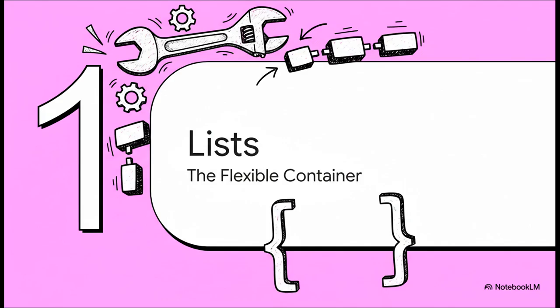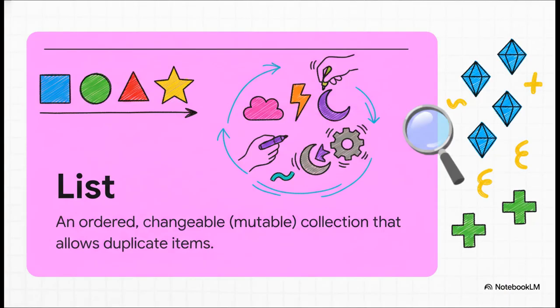Okay, first up, we've got the list. If this were a real-life toolbox, the list is your adjustable wrench. It's that super versatile, go-to tool that you'll probably find yourself reaching for more than any other. It just works for all sorts of general tasks. So what makes a list a list? Well, it's got three main superpowers.